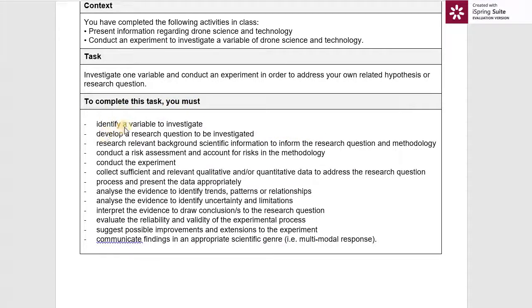To complete this task, you must do the following: identify a variable to investigate, develop a research question to be investigated, research relevant background, scientific information to inform the research question and methodology, conduct a risk assessment and account for risks in the methodology, conduct the experiment, collect sufficient and relevant qualitative and/or quantitative data to address the research question, process and present the data appropriately, analyze the evidence to identify trends, patterns and relationships, analyze the evidence to identify uncertainties and limitations, interpret the evidence to draw conclusions to the research question, evaluate the reliability and validity of the experimental process, suggest possible improvements and extensions to the experiment, and communicate the findings in an appropriate scientific genre.